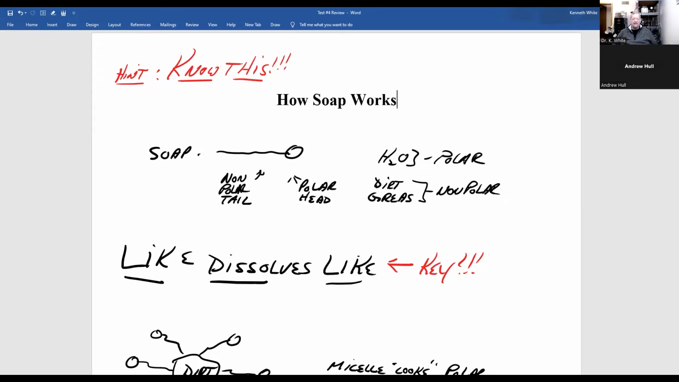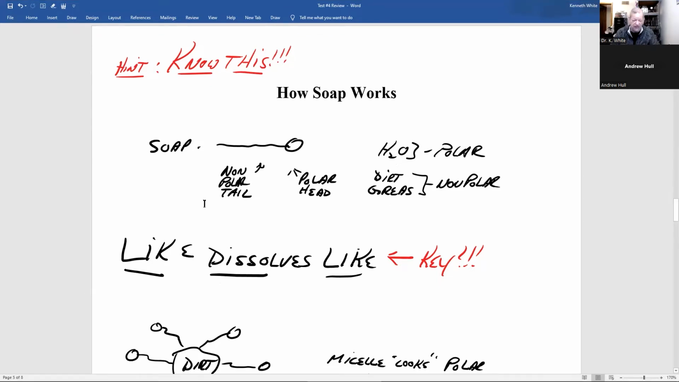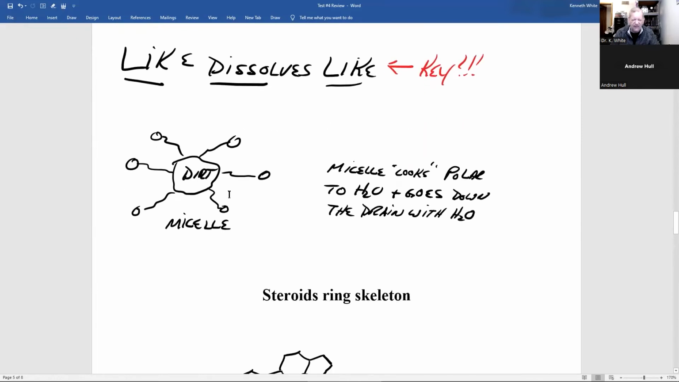That is, things that are polar are soluble in polar things, things that are non-polar are soluble in non-polar. When you try to mix two together, they're not soluble, which is why water doesn't get dirt off your hands. But when you use a soap, and this is all stuff you should know, because of like dissolves like, the non-polar tail of soap is attracted to dirt, if this were a little dirt particle on your hand, and the polar head of soap wants to stay all the way far away.